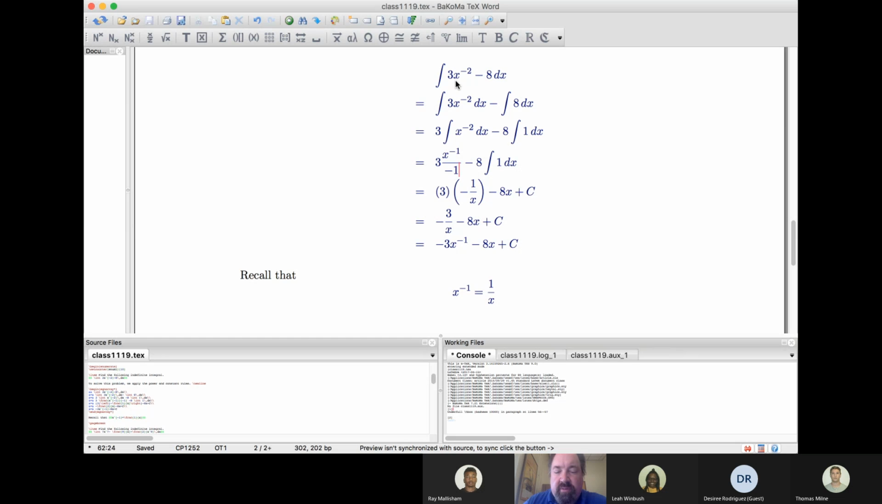Now, in this case, the way the integrand was written was as x to a negative power. If it's not written that way, for example, suppose you have 1 over x cubed, then it's best to write it using a negative exponent before you apply the power rule. Just like when you take derivatives, it's the same idea. Feel free to interrupt at any time if you have any questions.